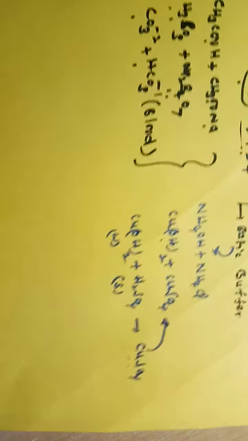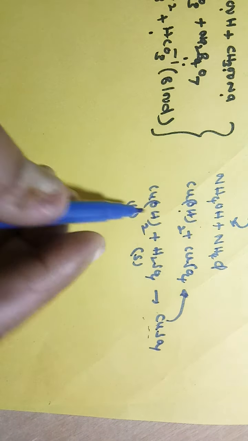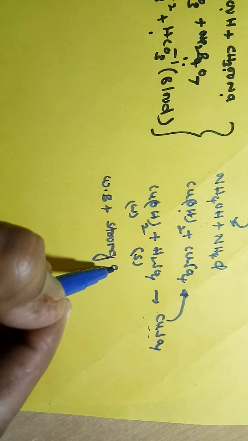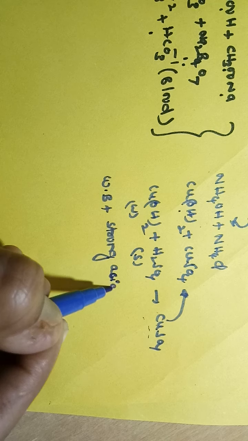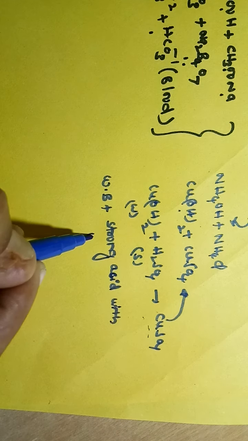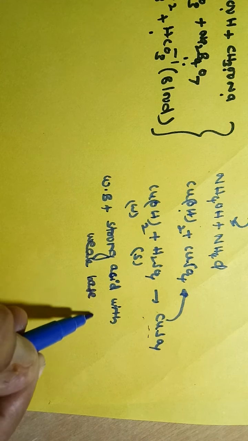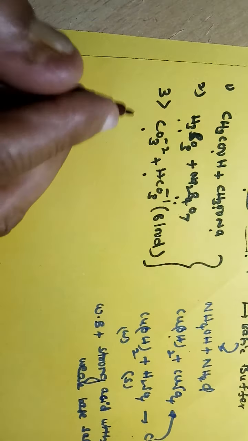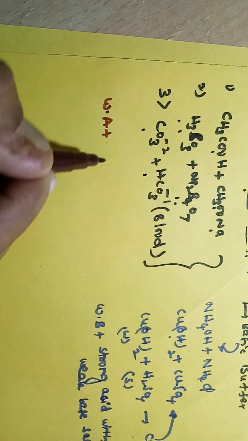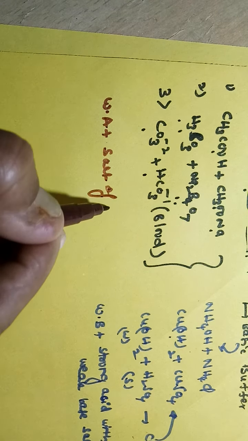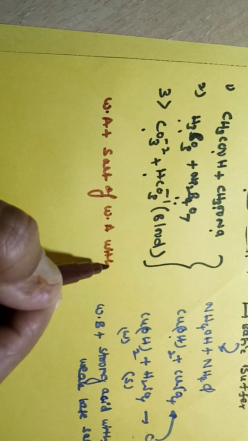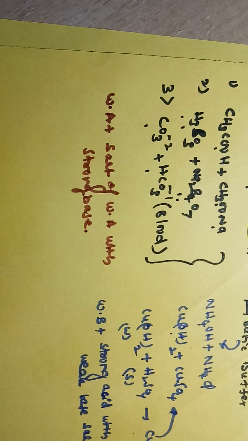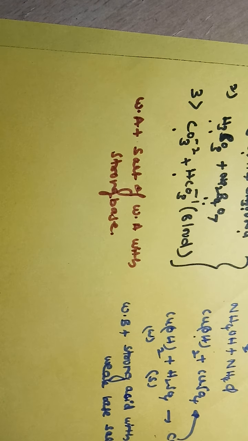So this is the basic buffer solution: weak base plus salt of weak base with strong acid. Whereas in the case of the acidic buffer, it is weak acid plus salt of weak acid with strong base. So these are the acidic and basic buffer solutions.